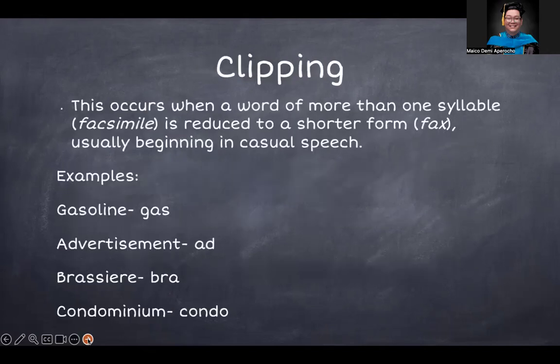Next one is the process called clipping. This occurs when a word of more than one syllable, such as facsimile, is reduced to a shorter word, such as when we say fax instead of facsimile, usually beginning in casual speech.